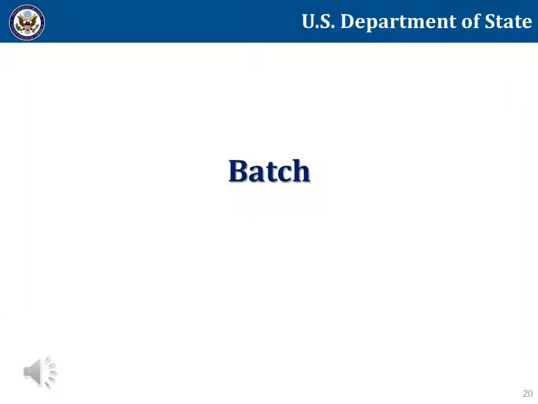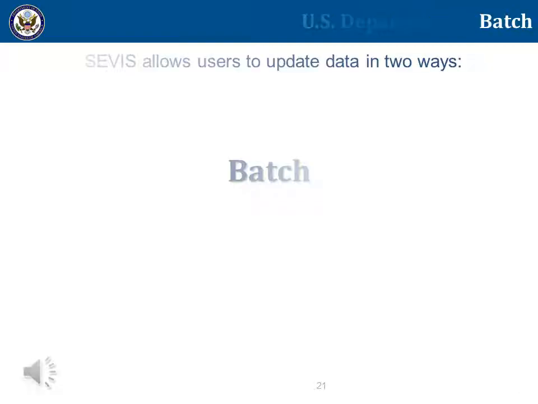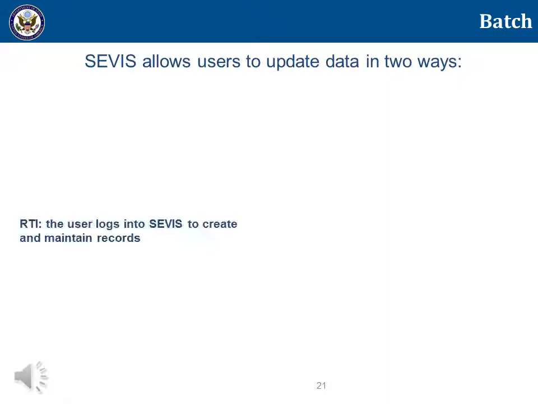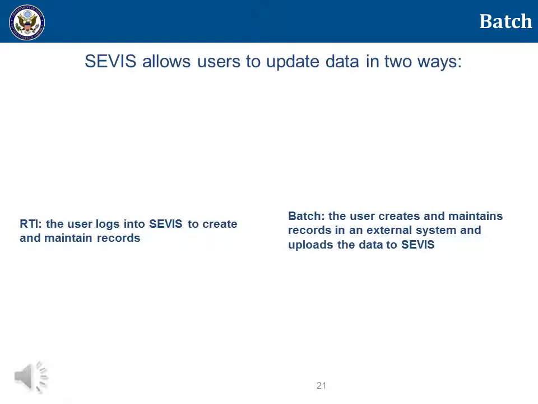Now we will look at updating records via batch. SEVIS allows users to update data in two ways. The first is RTI, or real-time interface, where the user logs into the system to create and update records. The second method is batch. Batch allows users to create and maintain records in an external database and then upload the data to SEVIS on a nightly basis.